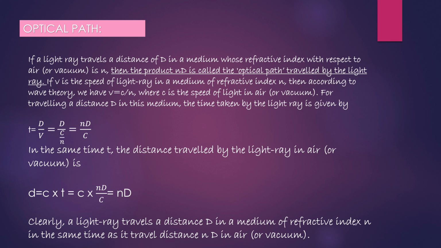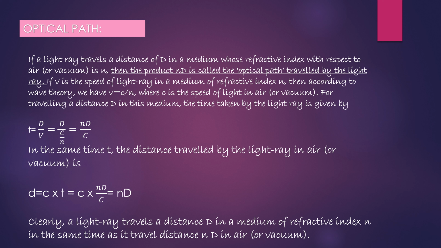Now we have the proof of this optical path. If v is the velocity of light in a medium whose refractive index is n, then according to wave theory, v is equal to c by n, where c is the velocity of light in vacuum. For traveling a distance d, the time taken by the ray is given by t equals d by v. Now we'll substitute the value of v here, and we'll get d by c by n, so t is equal to n d by c.